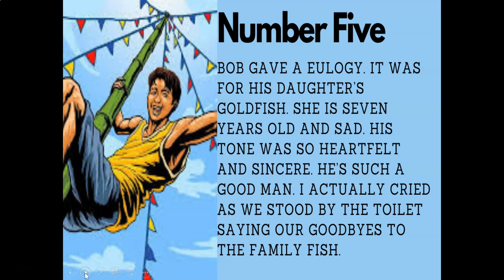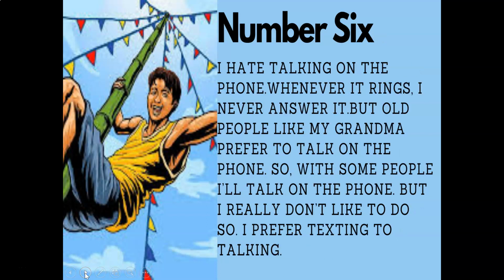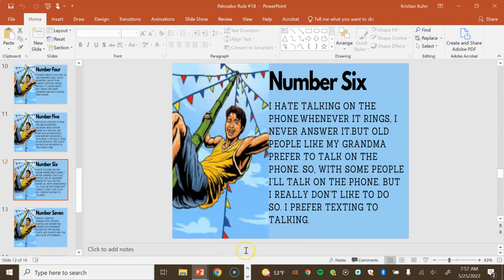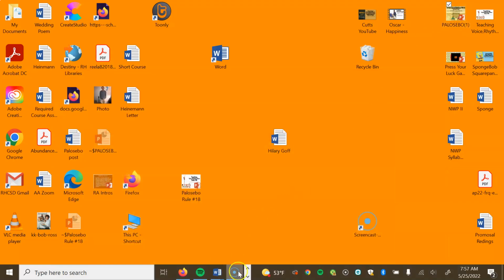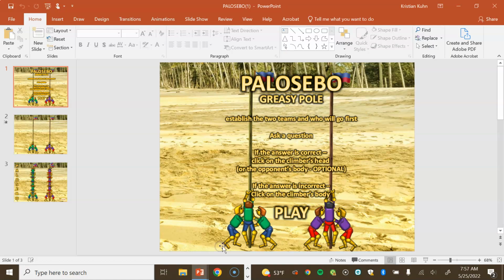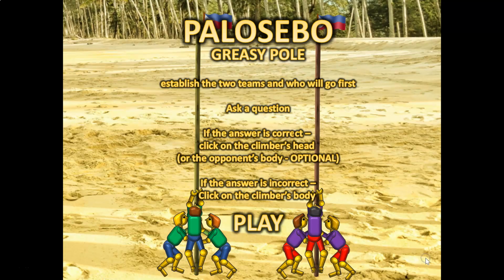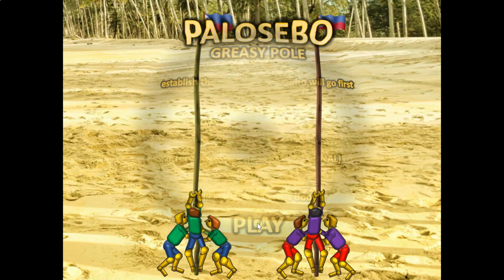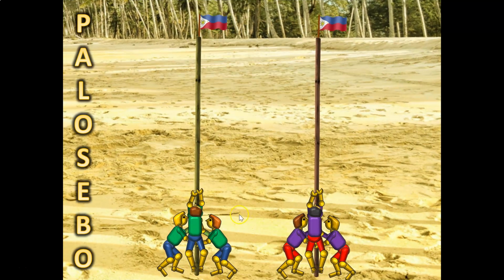You can change the vocab. You can change the syntactical patterns, obviously, and rock and roll. So let me show you what the actual game slide looks like real quick. So this is what the actual game slide looks like.